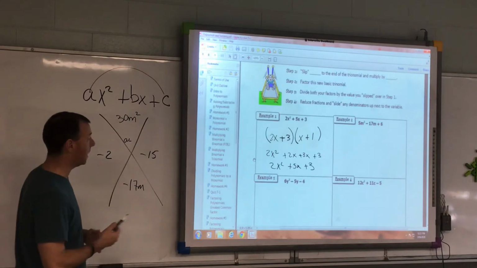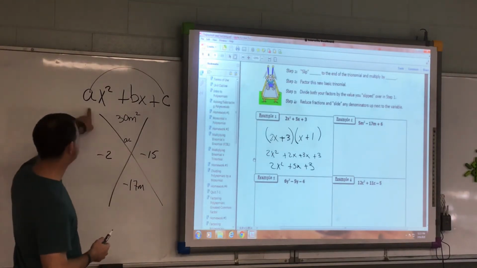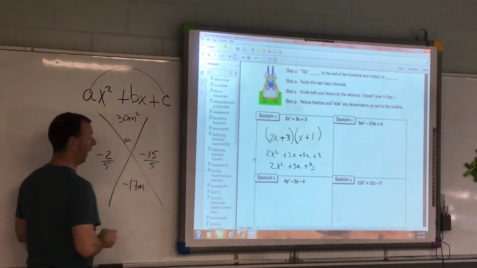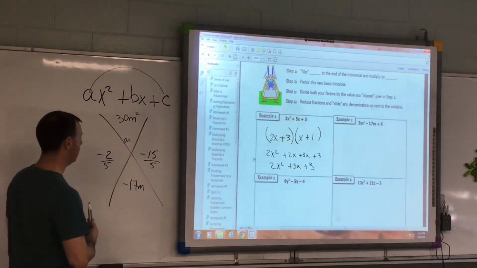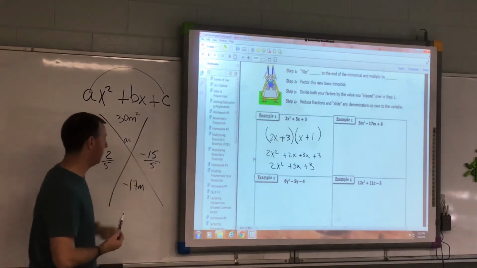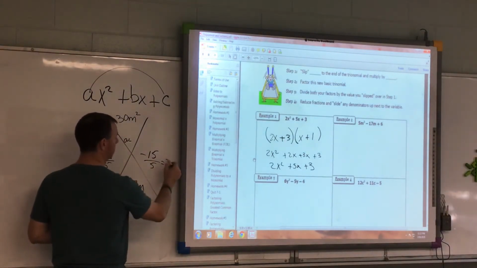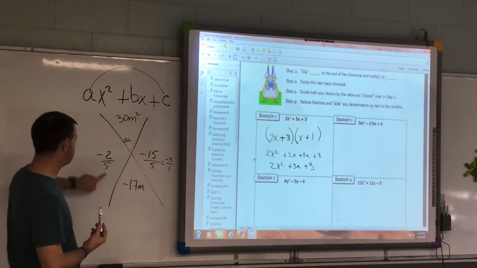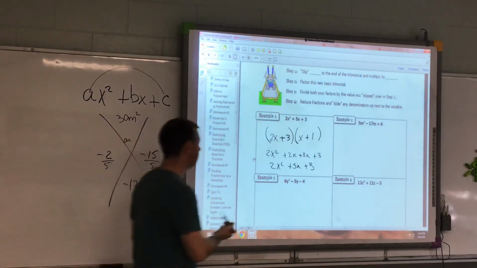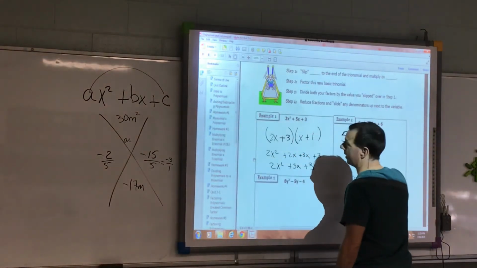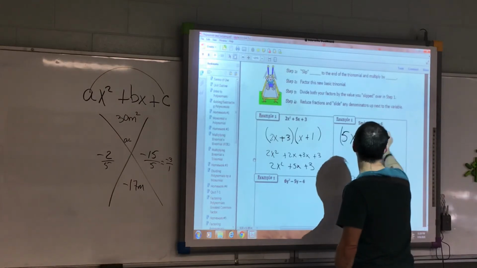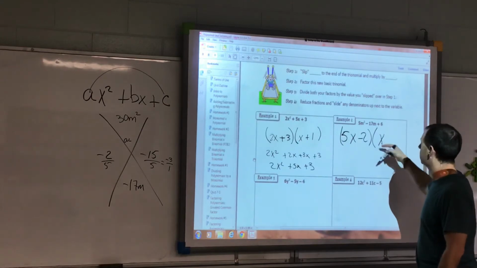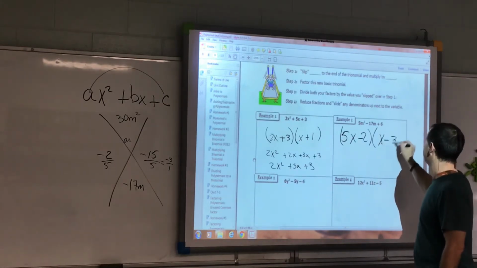Remember, the slide part of it is I'm going to take that first number, which is 5, and put it on bottom and reduce those fractions. Negative 2/5 does not reduce, but negative 15 over 5 does reduce to negative 3 over 1. So now I have my two parentheses. Remember, I take what's on bottom. I have the 5x minus 2, and my negative 3 over 1 becomes 1x minus 3.